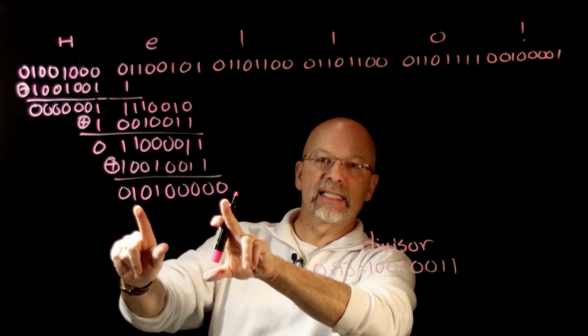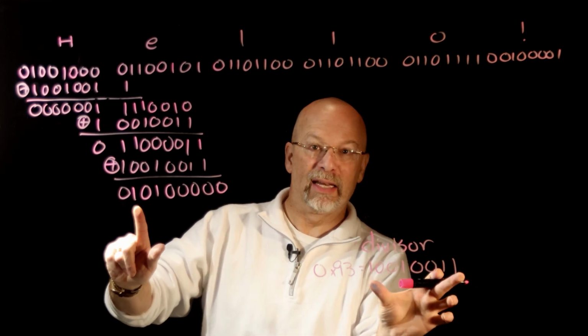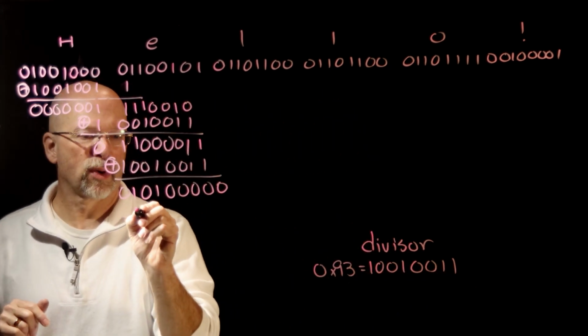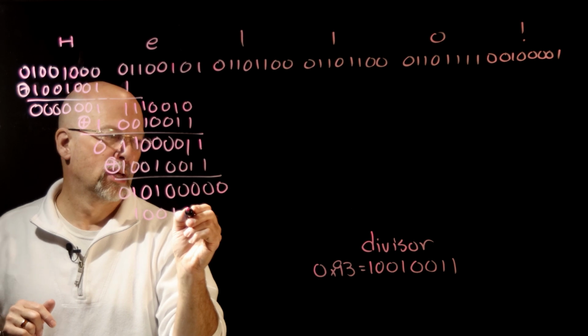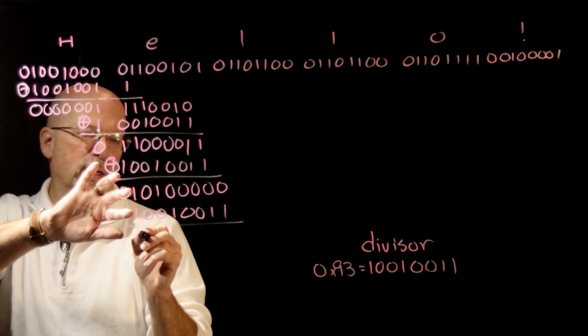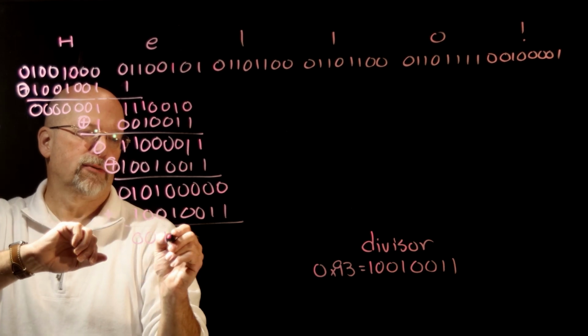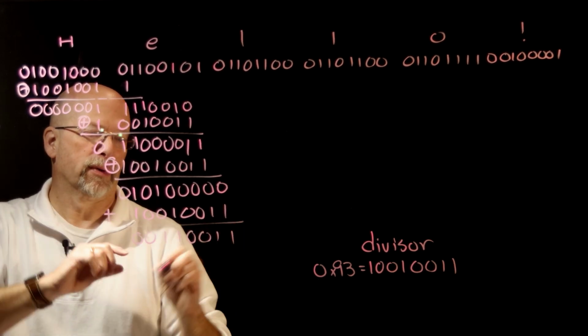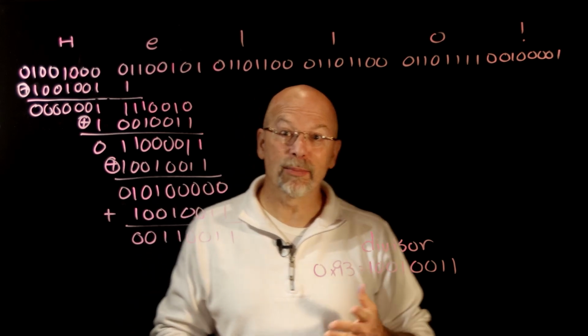Now I've got 8 significant bits. I've got my equals my divisor. So I do 1001, 0011. I do a bitwise exclusive OR, same, same, different, different, same, same, different, different. All right? And you get an idea of the process.